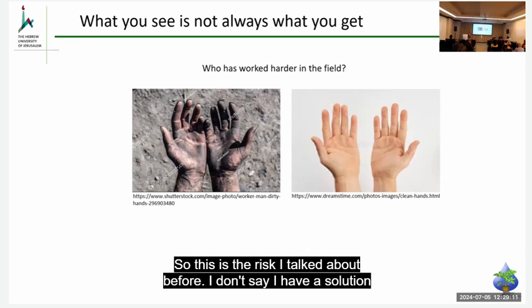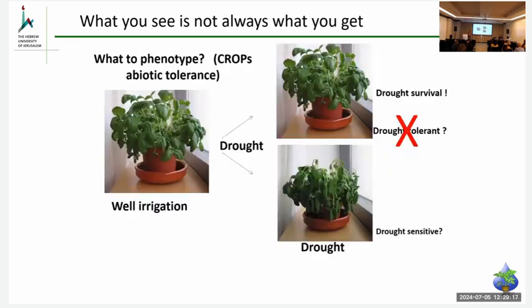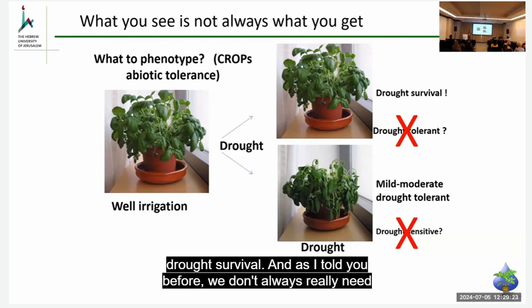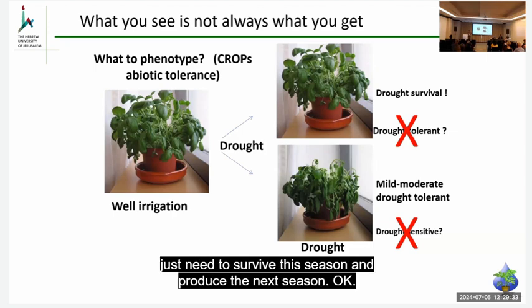So this is the risk I talked about before. I don't say I have a solution for what to do, but at least report it and measure it. Know that these changes are there. So maybe this is not drought tolerant or resistant. This is just drought survival. And as I told you before, we don't always really need that unless we are working on an ecology issue or, I don't know, a perennial issue, where you just need to survive this season and produce the next season, okay?